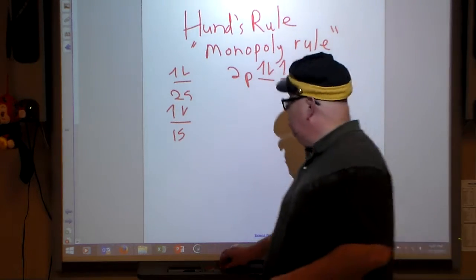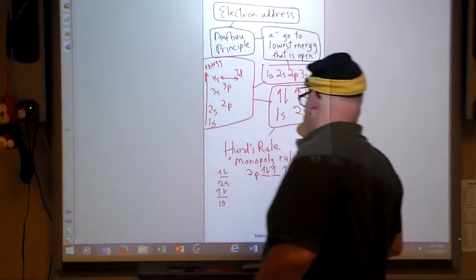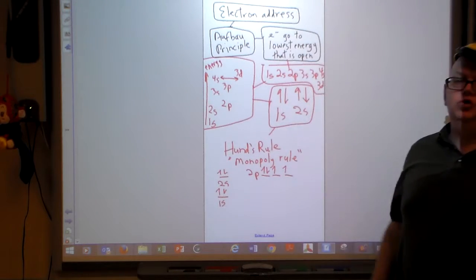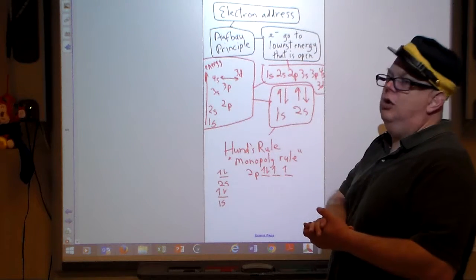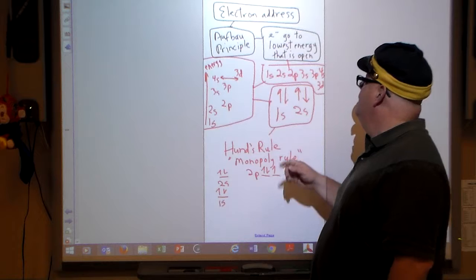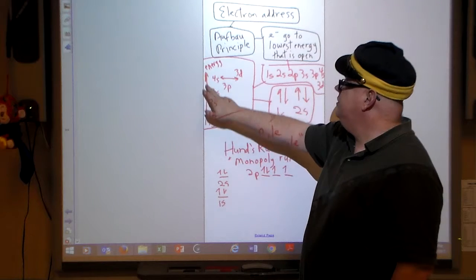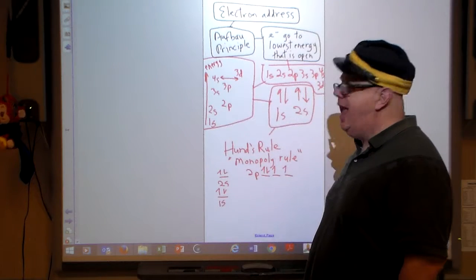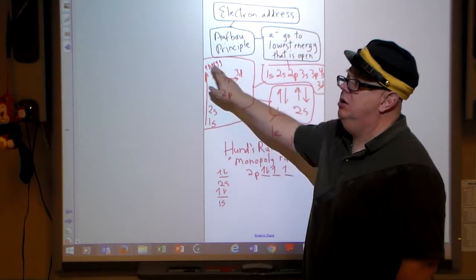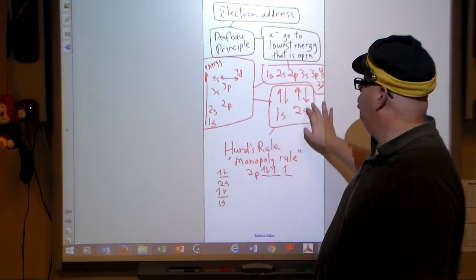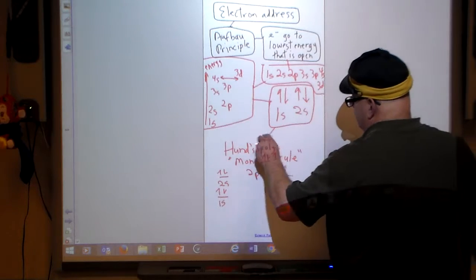Okay? So, in looking at this, let's go back here. So in looking at it, we're looking at electron address. This is the same idea. We talk about the Aufbau Principle. Electrons go to the lowest energy that's available. It's open. In that, we got things like 1s, 2s, 2p, and so forth. And it has to do with the energy level that the electron has. And then we talked about electron configuration here. This is electron orbital notation. We talked about Hund's rule here.